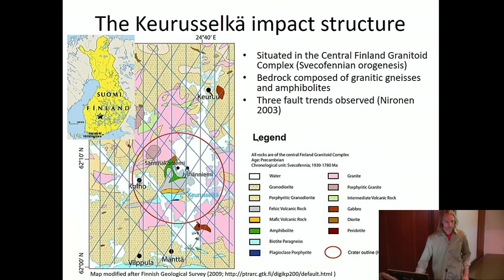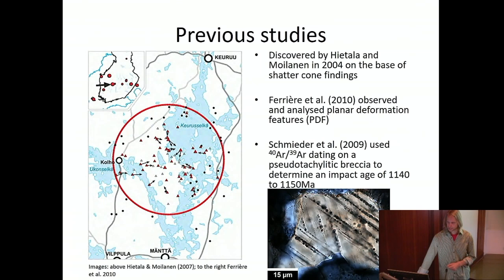The structure itself was discovered by Hietala and Moilanen in 2004, as I said, on the basis of shatter cone findings, and delimited by them in 2007. From their publication in 2007 is this map, where the red triangles are in situ shatter cone findings, with arrows for the mean orientation that they found at these locations for shatter cones. And this minimal structural extent, delimited in red here, is basically the extent of the area of shatter cone findings.